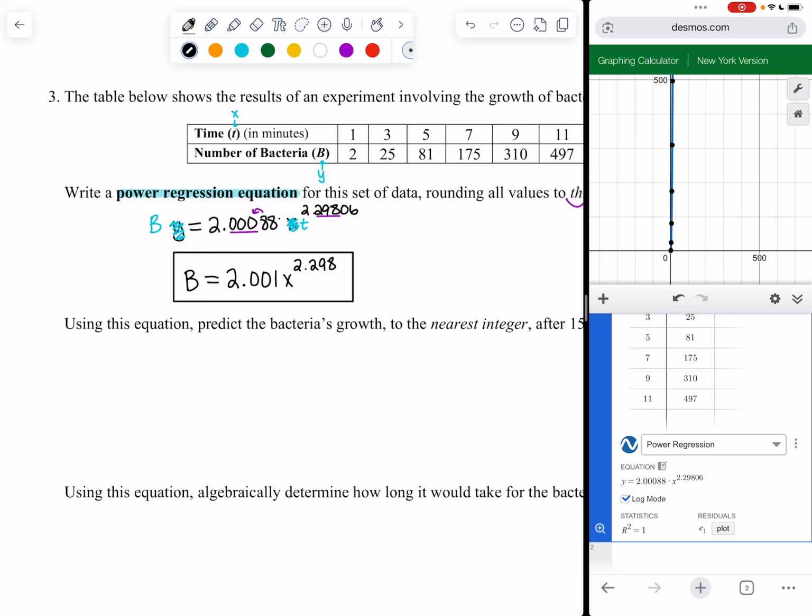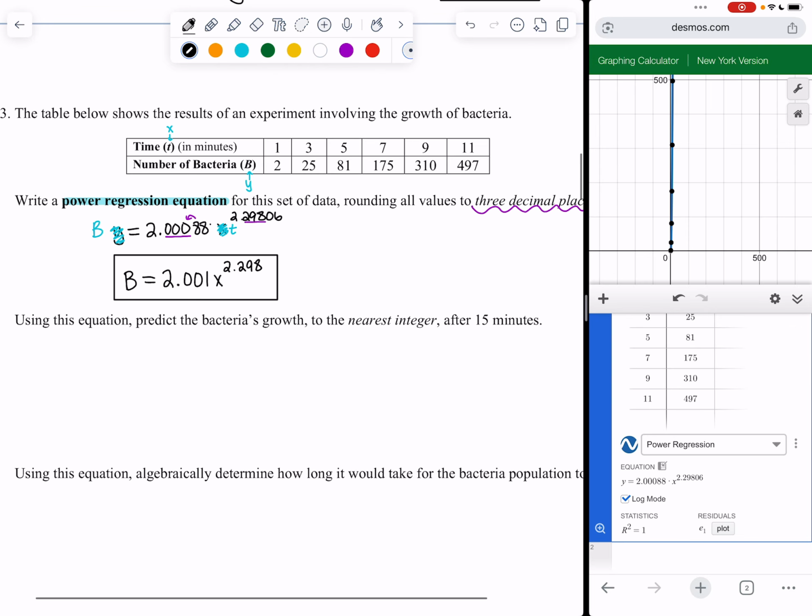So the first one says we're asked to predict the bacteria's growth after 15 minutes. So 15 minutes, that's a t-value. And I'm asked to figure out the b. So this is just a plug-in. So using our equation again, it always says that to you, so you don't go back and try to use the one that had more decimal values.